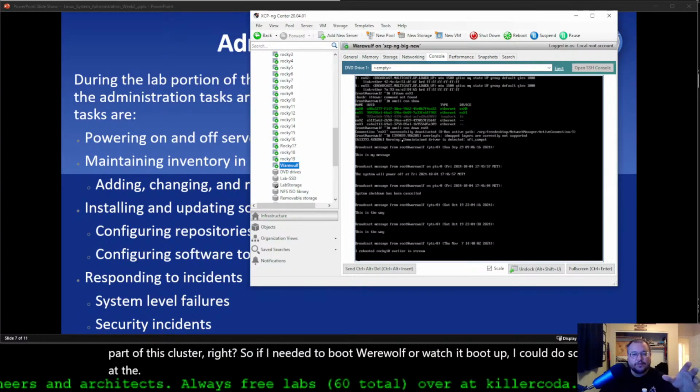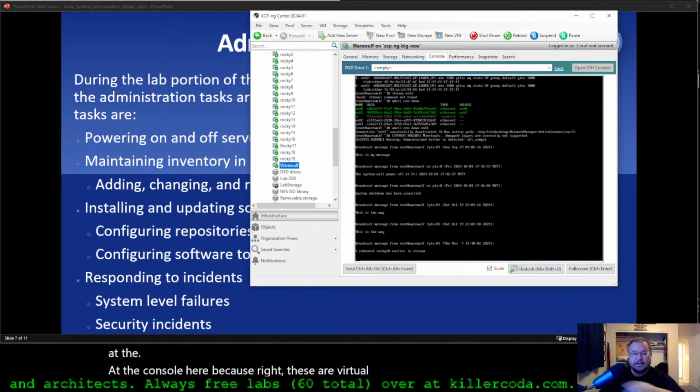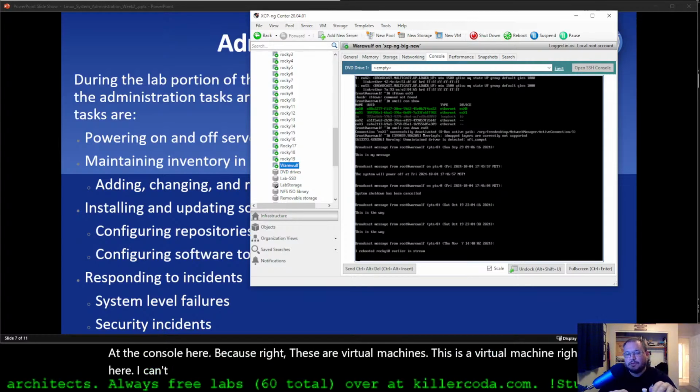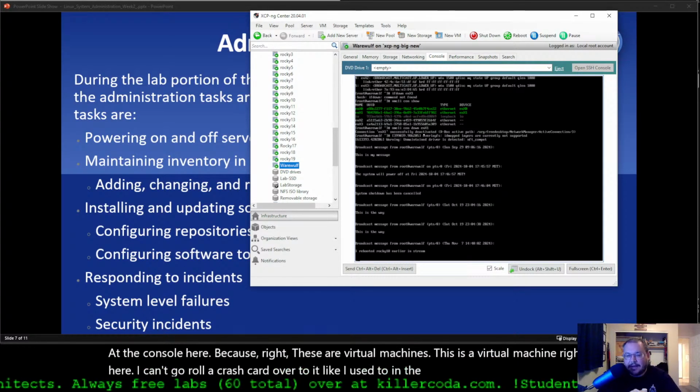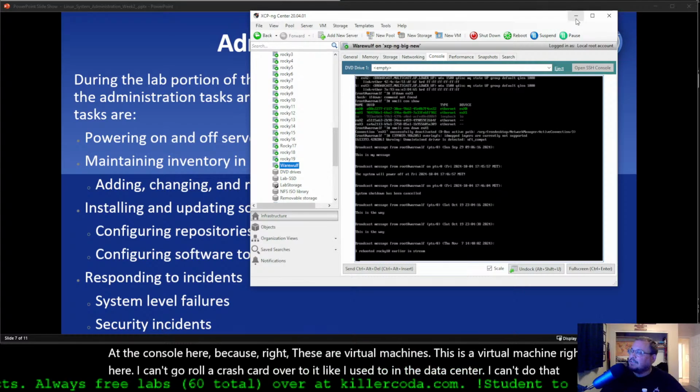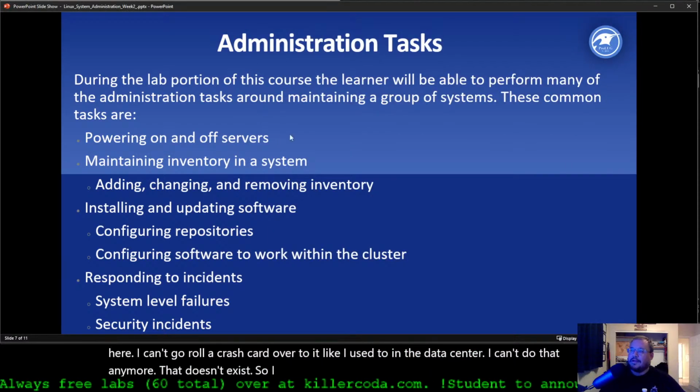Because, right, these are virtual machines. This is a virtual machine right here. I can't go roll a crash cart over to it like I used to in the data center. I can't do that anymore. That doesn't exist. So I have to have another way out there.